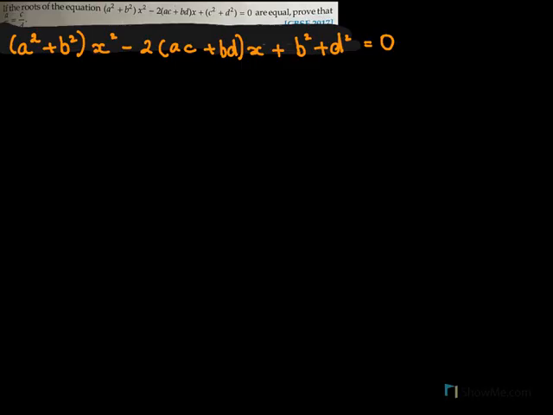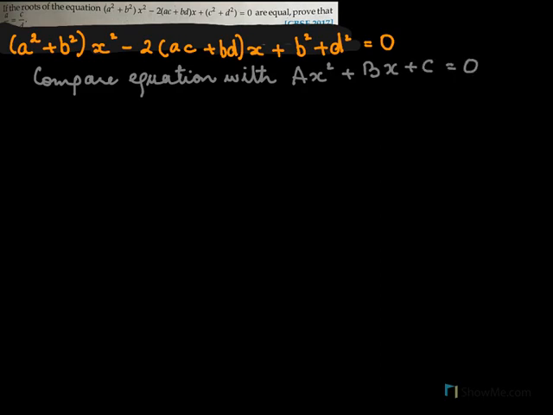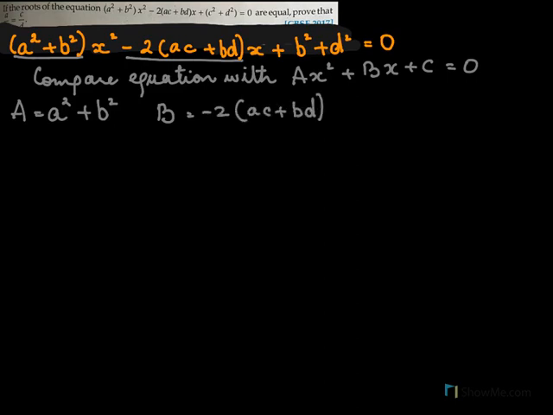If the roots of the following equations are equal, prove a over b equal to c over d. So again we have to find the discriminant, and to find it we need to compare the equation with ax square plus bx plus c equal to 0. So I'm comparing: our a is here, a square plus b square, the b is equal to this, that is minus 2 times ac plus bd, and the c is equal to b square plus d square.